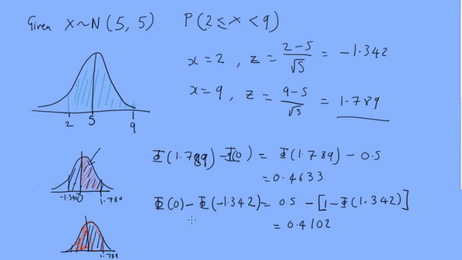The thinking behind this is exactly the same. I'll just draw it to make a bit more sense. That's meant to be symmetrical. So here's our minus 1.342. So when we find this value here, which is this value here, is the same as all of this. But we only want this bit, so we take away that to give us the probability that we want.